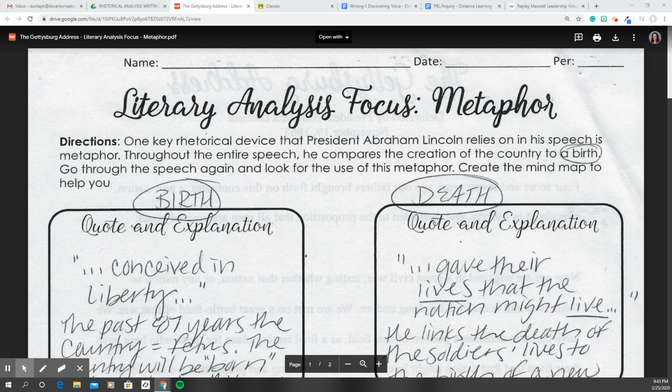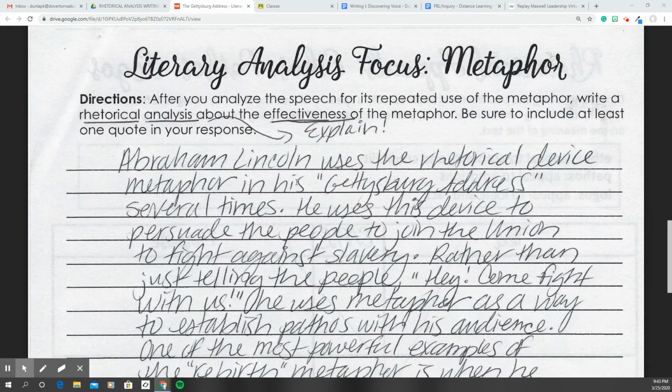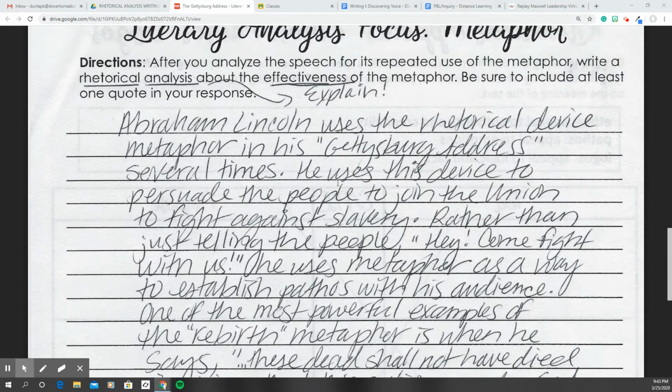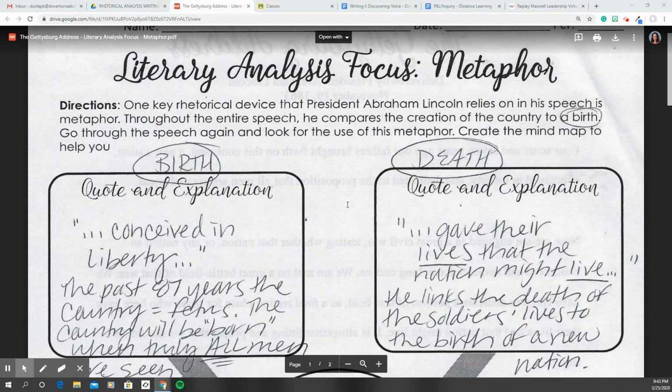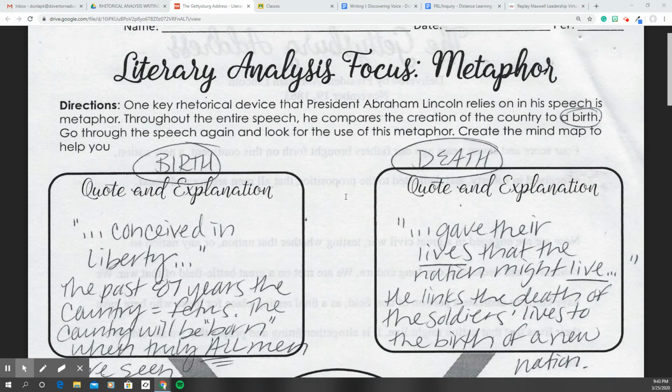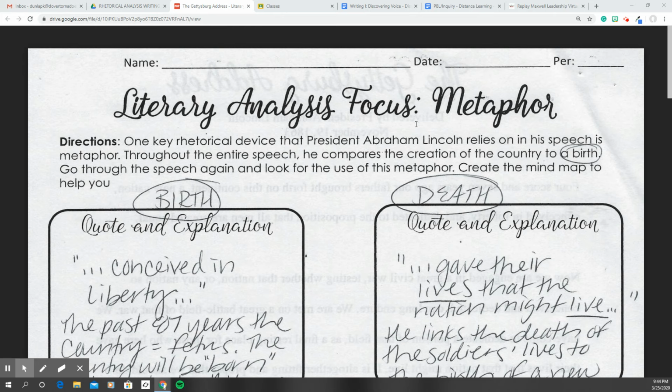Hi, folks. It's Mrs. Dunlap tuning in to go over today's lesson with you, which is our literary analysis of metaphor in Lincoln's Gettysburg Address. As you can see on the screen, we're going to go through this together, and we're also going to write a little paragraph rhetorically analyzing metaphor, one of the rhetorical devices that he uses. If you look at the page in your packet that comes after the speech, it is analyzing metaphor.